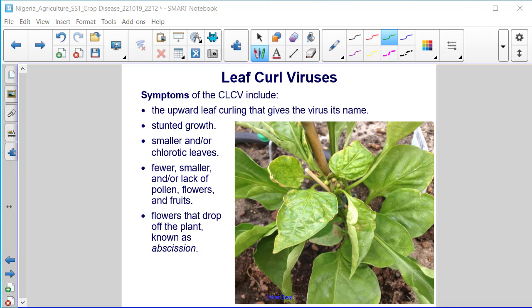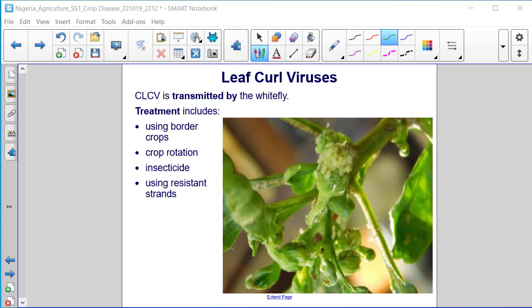Symptoms of the CLCV include the upward leaf curling pattern that gives the virus its name, stunted growth, smaller and/or chlorotic leaves, fewer, smaller and/or lack of pollen, flowers, and fruits, and flowers that drop off the plant, known as abscission. CLCV is transmitted by the whitefly. Treatment includes using border crops, crop rotation, insecticide, and using resistant strains.